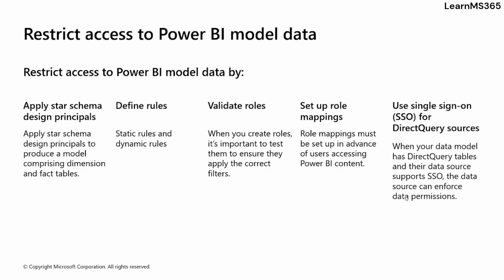Then another way is defining the rules. So rule expressions are evaluated within the row context. And row context means the expression is evaluated for each row using the column values of that row. So when the expression returns true, the user can see the row, and you can define these rules as either static or dynamic.